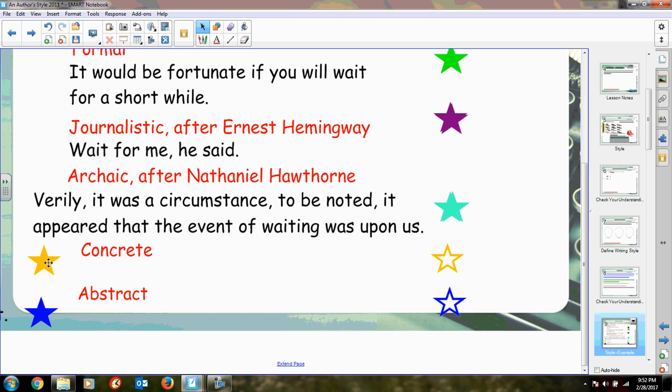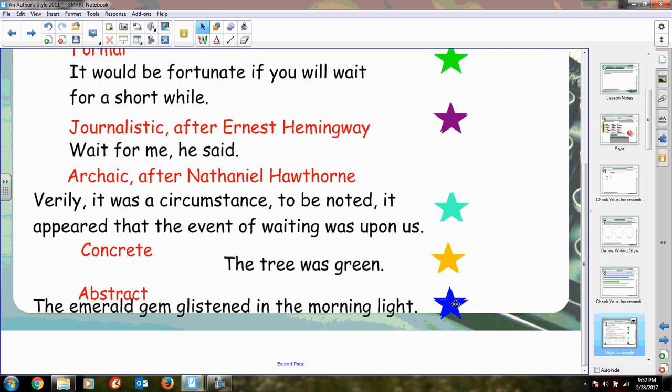Concrete: the tree was green. Pretty clear-cut, the tree was green. But in an abstract sense, we might say that the emerald gem glistened in the morning light. Emerald meaning that it was green, the gem might be the tree, glistened in the morning light. So the idea behind that is that's very abstract.